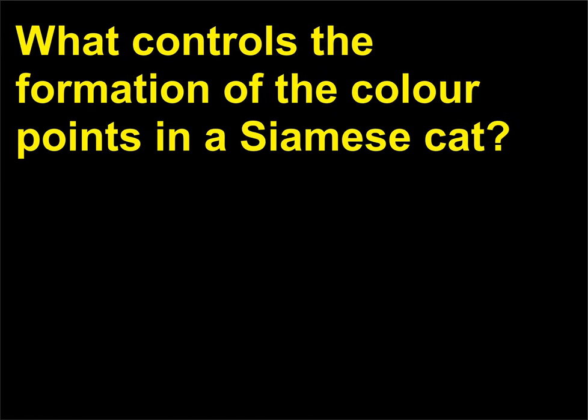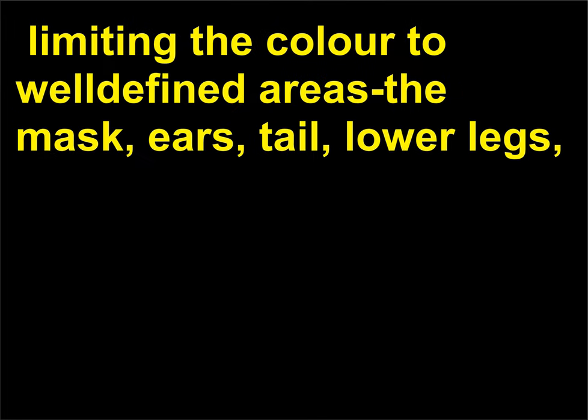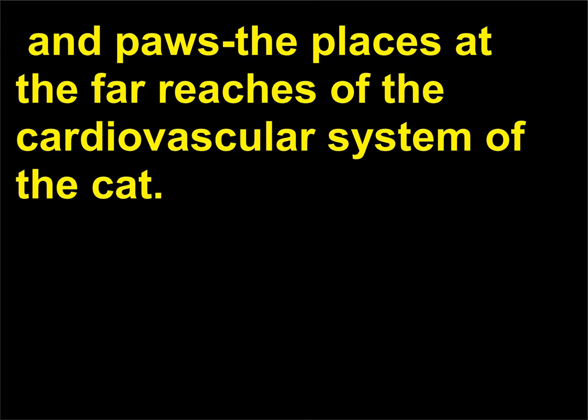What controls the formation of the color points in a Siamese cat? The color points are due to the presence of a recessive gene that operates at cooler temperatures, limiting the color to well-defined areas: the mask, ears, tail, lower legs, and paws, the places at the far reaches of the cardiovascular system of the cat.